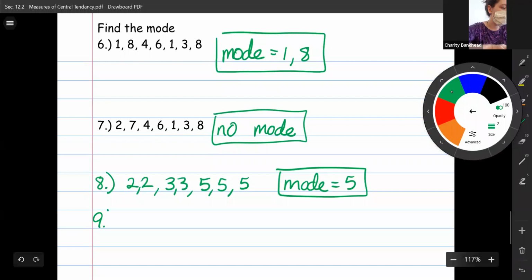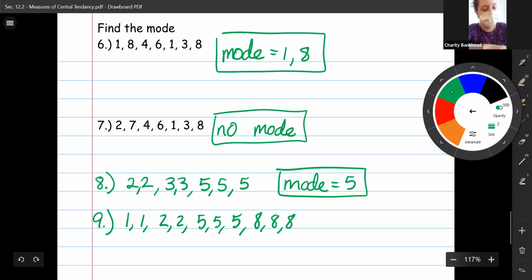Here's another one. What if I have 1, 1, 2, 2, 5, 5, 5, 8, 8, 8. And then what would be the mode? It would be just 5 and 8.